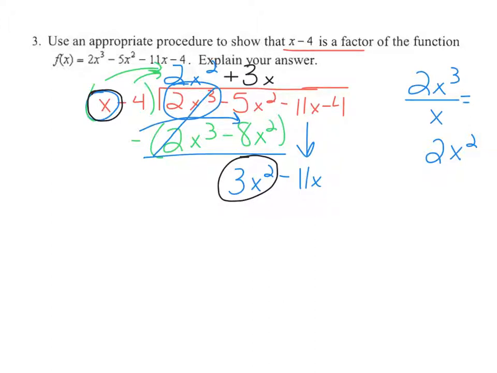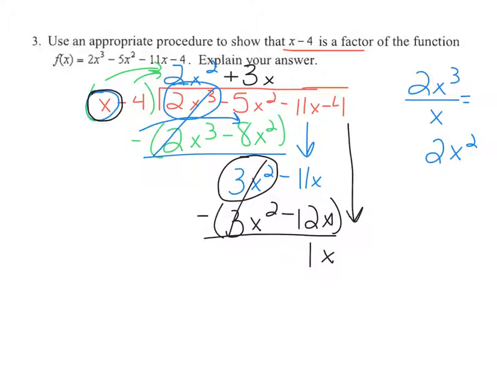So we write that at the top, multiply the 3x by the x minus 4, and write it below, giving us 3x squared minus 12x. Subtract and distribute. Negative 11 minus negative 12 is 1x. Bring down the negative 4. So now x minus 4 basically goes into x minus 4 one time, or we could say x goes into x one time. And then we're going to multiply again. And we see that the remainder is 0.